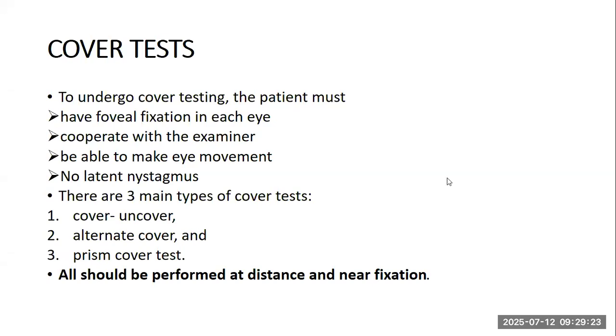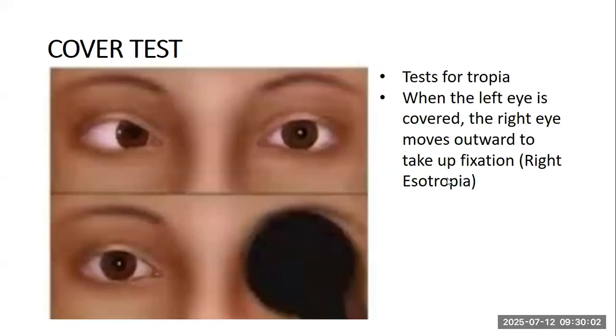Also, in cover tests, you should have a sizable occluder that will occlude the peripheral vision, peripheral field as well, because it is said that it's the peripheral input on the retina that drives fusion. So if you are not occluding the peripheral field, your findings will be compromised. So it's important to do a proper cover test. Now, there are three main types of cover tests. There's the cover-uncover, alternate cover, and the prism cover tests. All these tests must be performed at distance and near fixation.